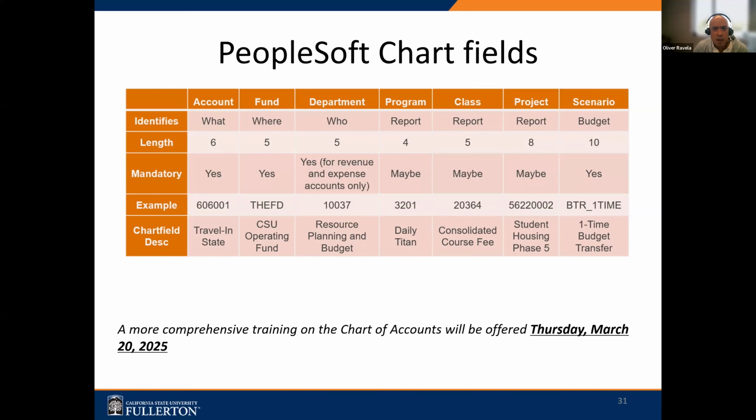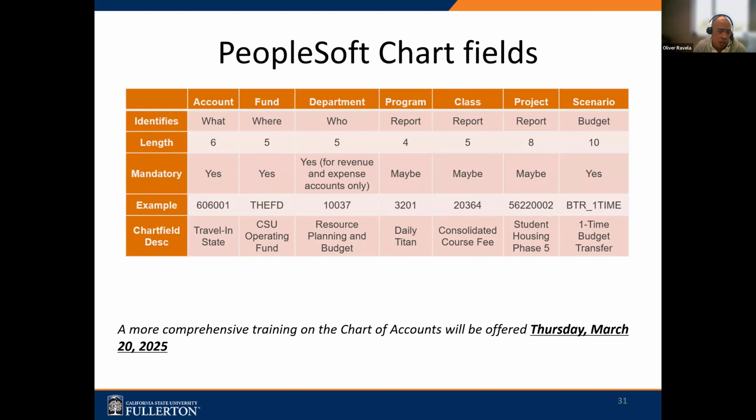So fund identifies the kind of funding source that is used to support that activity. In this case, if we're talking about activity supported by the main operating fund, we would use the fund code THEFD. Department is the revenue center or cost center associated with this type of activity. So if we're saying that the in-state travel was incurred by the budget office, we would use department code 10037.